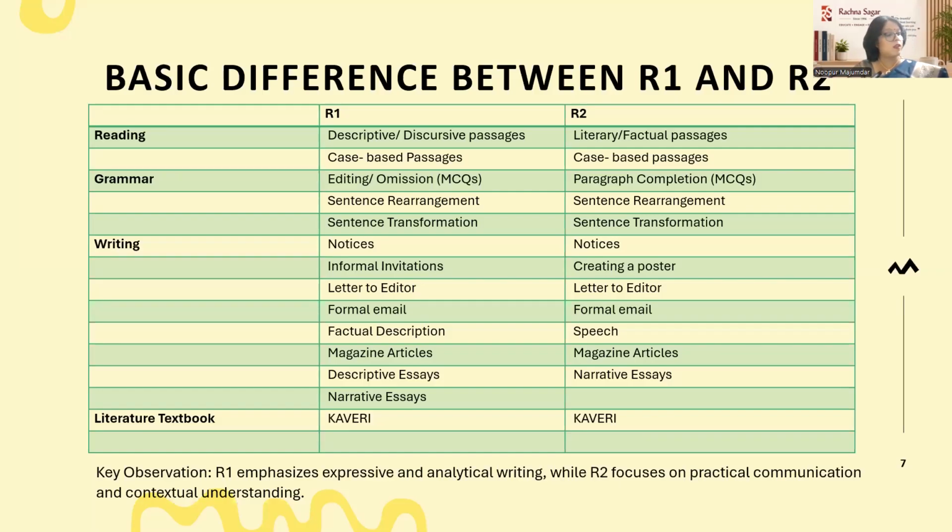If I discuss grammar, in R2, grammar tasks may be more structured and practice oriented. More of practice is there. R1 grammar may integrate with contextual language. Use of advanced application should be there. Now, again, an example. R2 students may correct sentences directly, right? But if I discuss R1, students may edit a paragraph while maintaining the meaning and the style. The meaning and the style should remain the same.